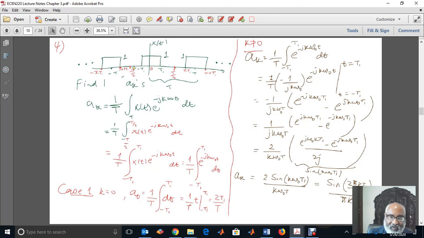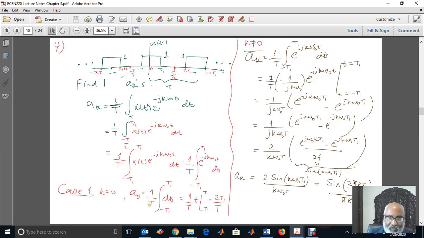Further, we minimize, because the signal is 0 in this part and in this part, so we reduce to the interval from minus T1 to T1. Now usually we start with the DC part. DC part means k is equal to 0. When k is equal to 0, the integration of x of t over a period is sort of the average of the signal over one period.